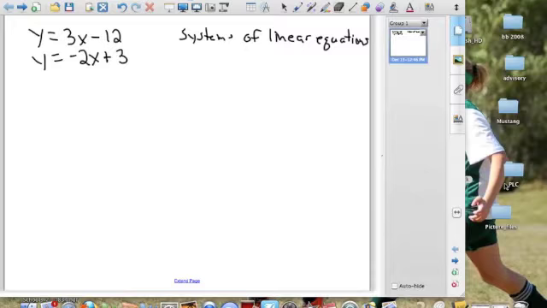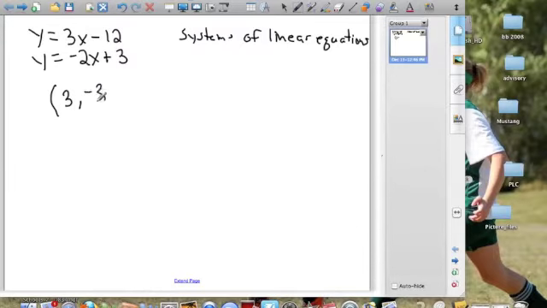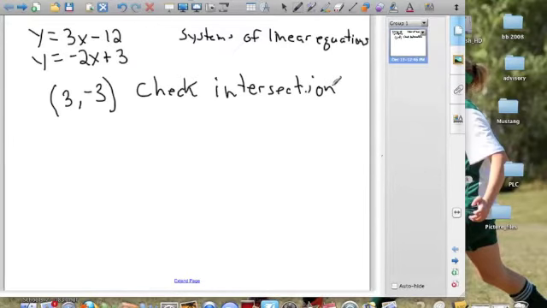So to check to see if a system is solved, we're going to check to see if the point (3, -3) solves this system. We're going to check what we call the intersection, where the two lines cross. Just like we had done in the previous parts, checking solutions, you're going to substitute (3, -3) into both equations. So let's take a look.